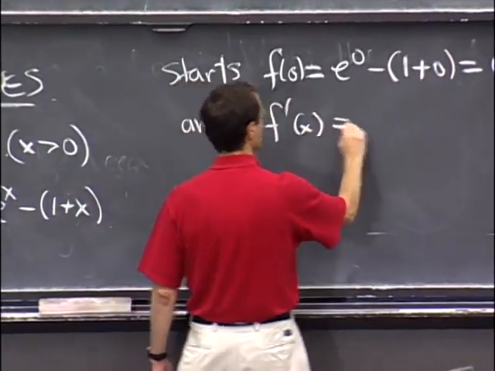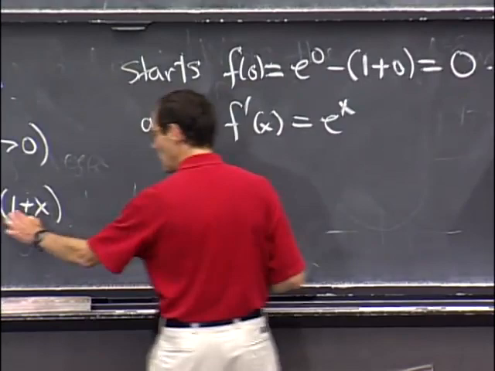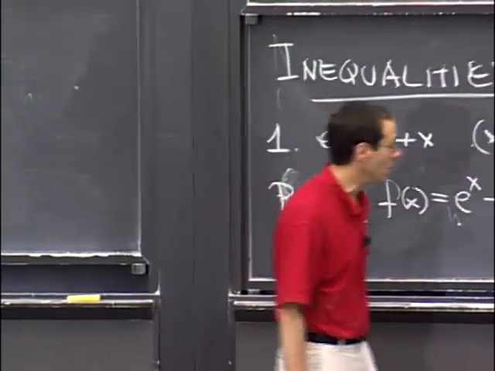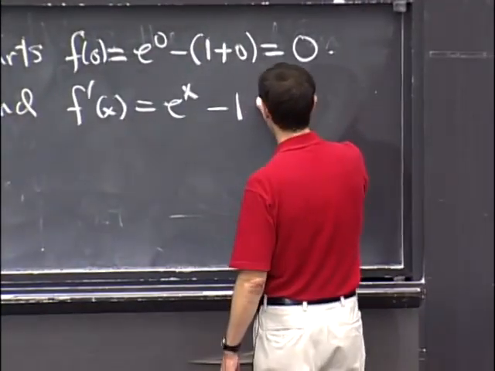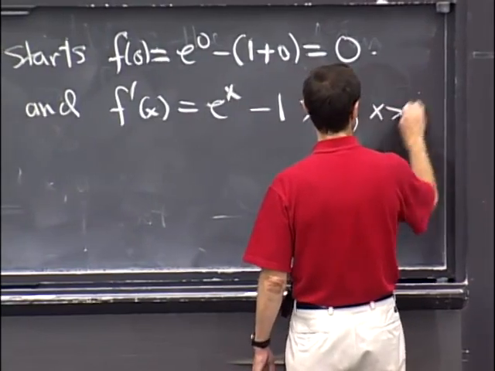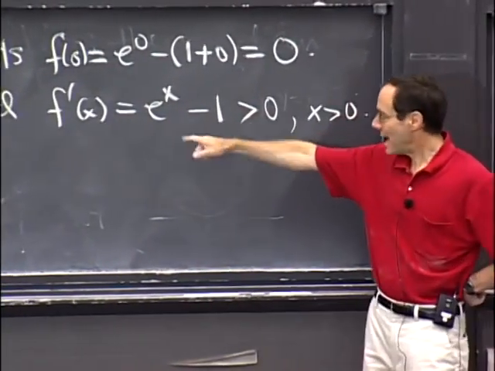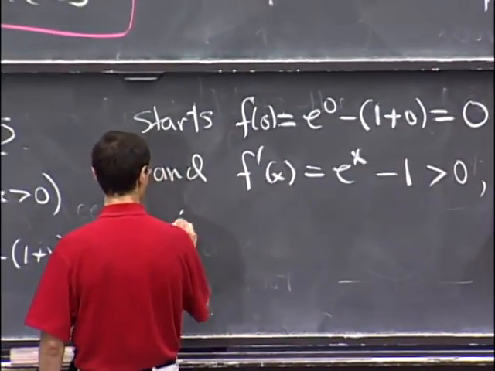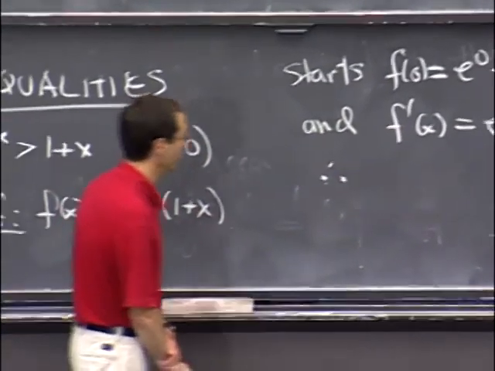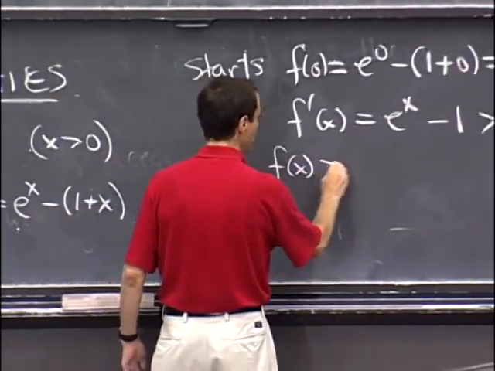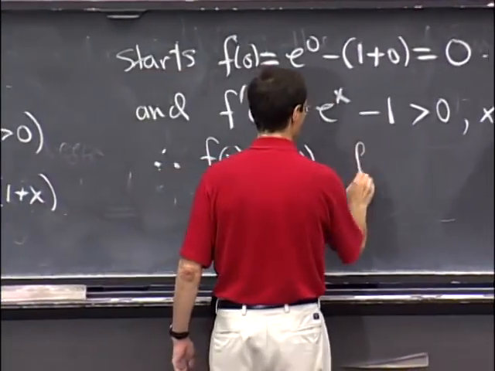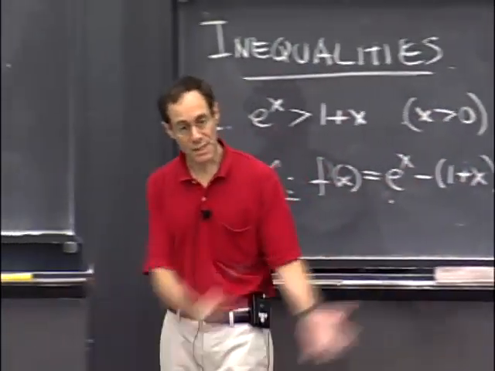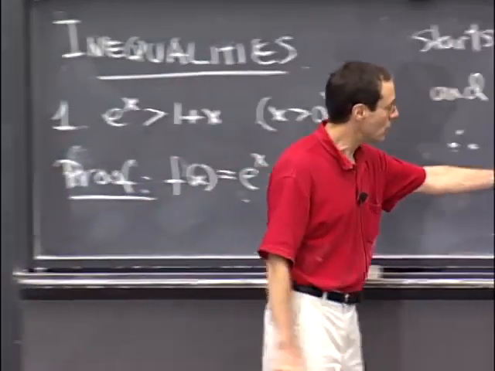f prime of x is e to the x. If I differentiate here, the 1 goes away, I get minus 1. That's the derivative of the function. And this function, because e to the x is bigger than 1 for x positive, is positive for x positive. As x gets bigger and bigger, this rate of increase is positive. And therefore, f of x is bigger than its starting place for x bigger than 0. If it's increasing, then, in particular, it's increasing starting from 0.